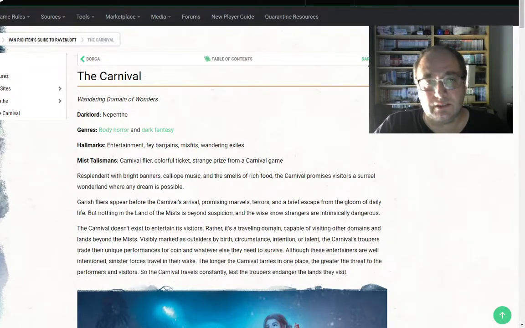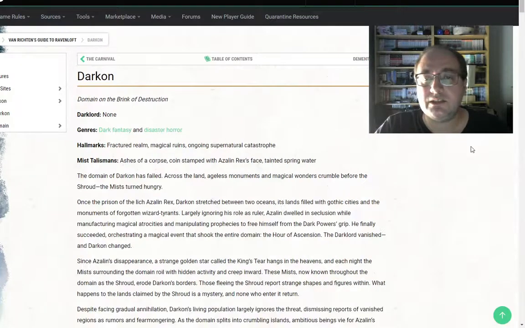And last but not least on our list is one of my favorite domains in this book. Maybe my favorite domain. I'm not sure. There's a couple of other domains that come a close second. And that is the domain of Darkon. Darkon is another iconic domain.